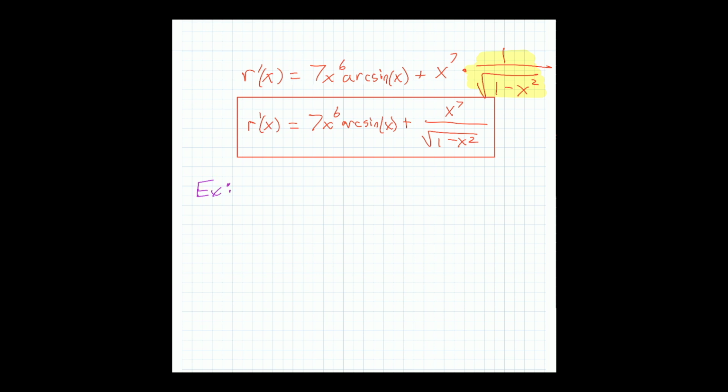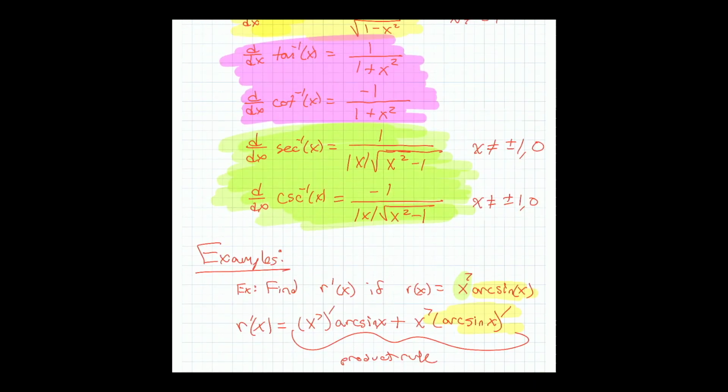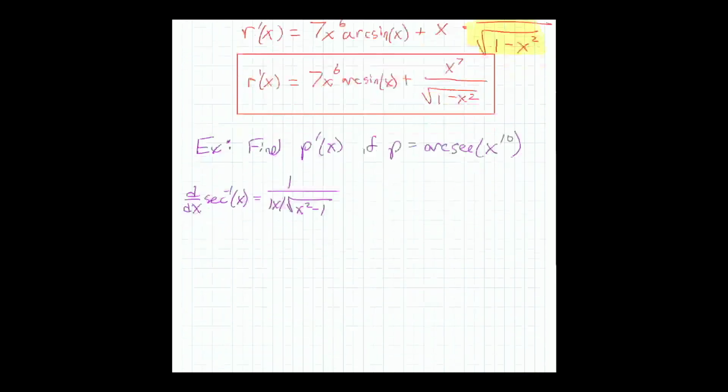Here's another one. Find p prime of x. P equals arc secant x to the 10th. So this is just going to be chain rule. You've got to remember the derivative of secant inverse, which, I mean, obviously you're not at the moment, but get used to it. It was this. Okay, let's scroll up, make sure. There it is. That's the derivative.